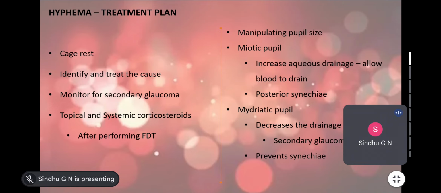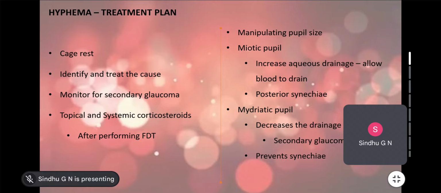Then manipulating the pupil size is a little tricky. A miotic pupil or a constricted pupil will increase the aqueous drainage because the angle between the iris and the cornea will be more. So aqueous drainage will be increased so that the blood will be drained faster. But the chances of posterior synechia, attachment of the iris to the lens, is more.